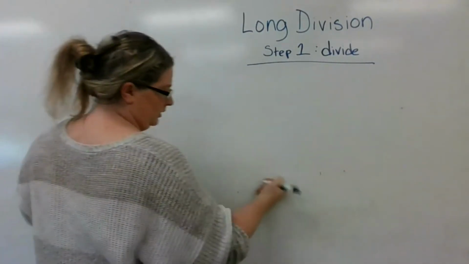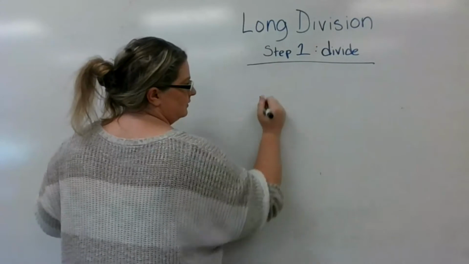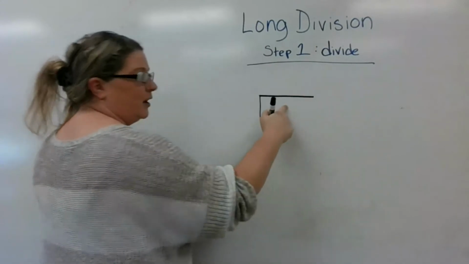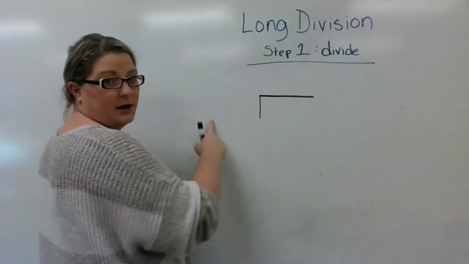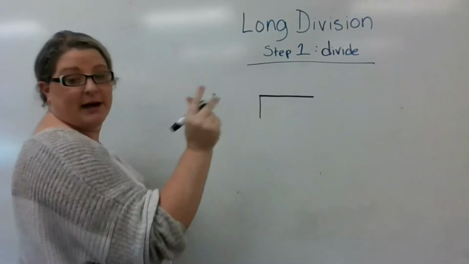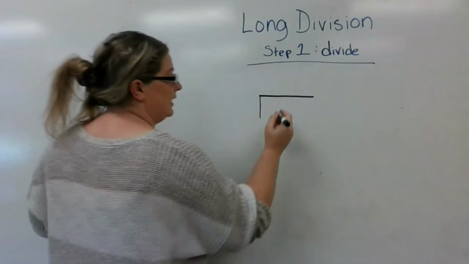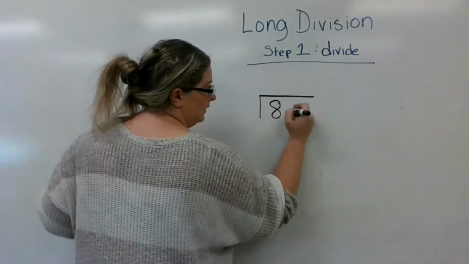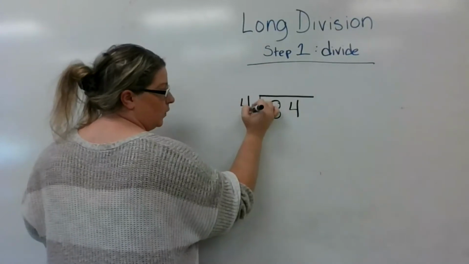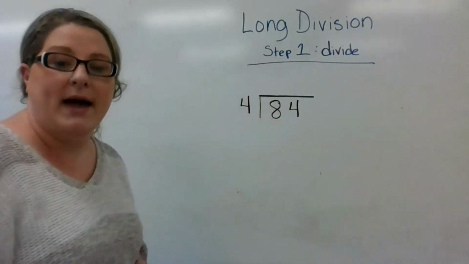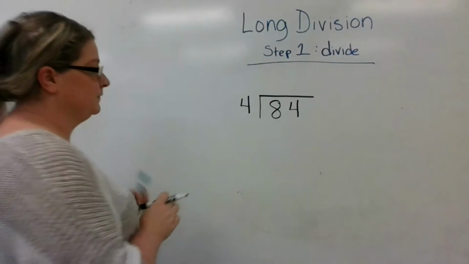Just remember that our big number usually goes right here. Our little number goes here, usually. Right now, for now, that's what it's going to be. So right now I'm going to say 84 divided by 4.